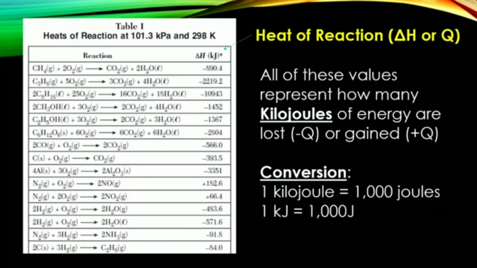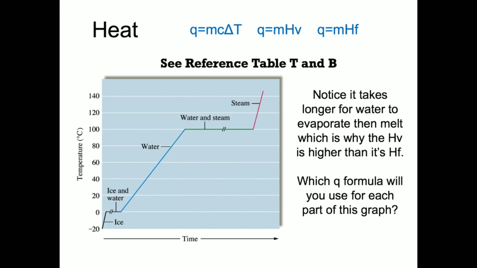We have already discussed how to calculate heat for a chemical reaction using reference table I, where a minus sign indicates an exothermic reaction where heat is lost, and a plus sign endothermic. Work on solving word problems. For each word problem or heat calculation, we are going to be using one of three formulas. These formulas are found on reference table T.